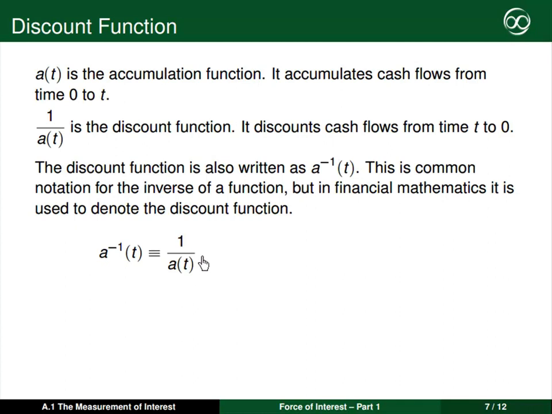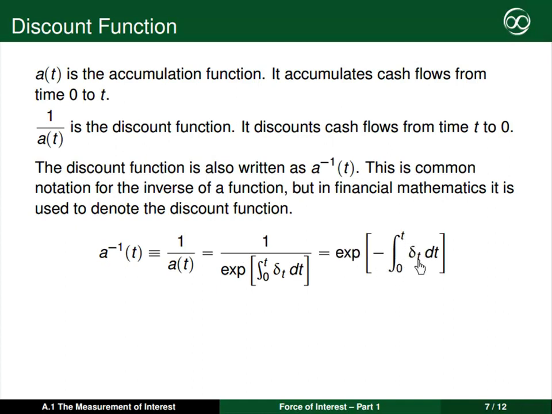And now, what is 1 over A of t? Well, I know what A of t is. I already talked about this when I talked about the accumulation function. If I want to accumulate from time 0 to time t, I add up the force of interest from time 0 to time t and take the exponential. And now because I have 1 over this exponential, I can rewrite this as the exponential of minus the integral from 0 to t of delta t dt, because the exponential is e to the something, and if I have e to the something in the denominator, then it's the same thing as e to the negative that thing in the numerator.